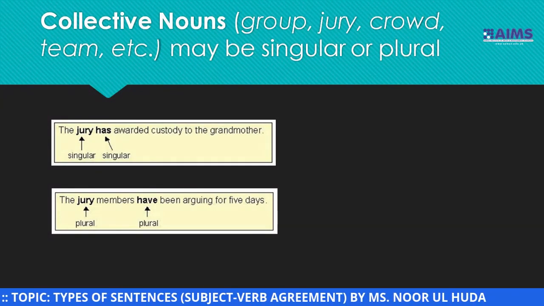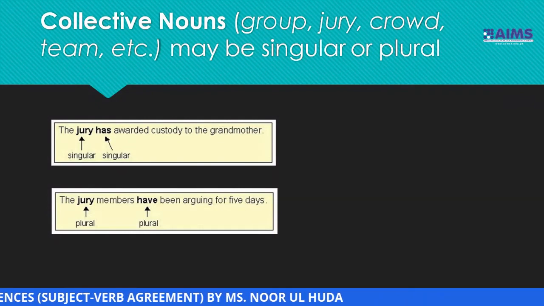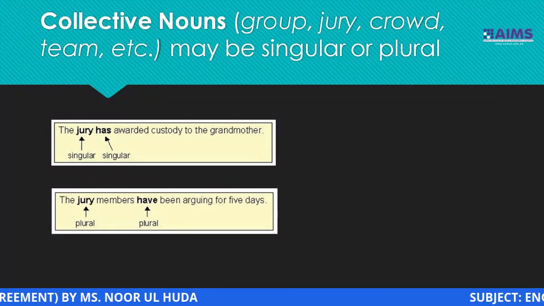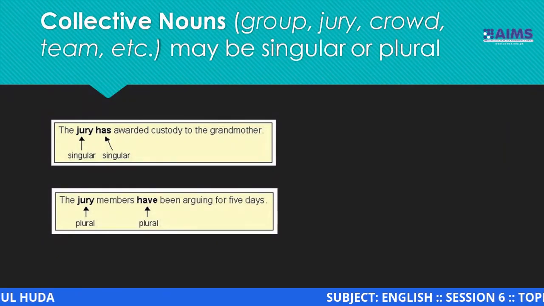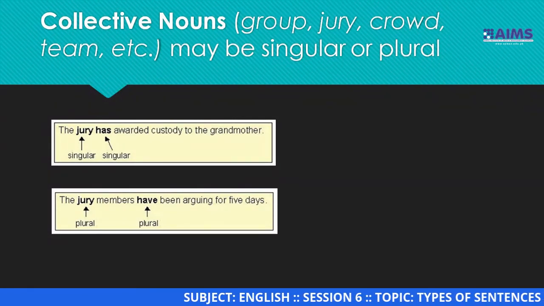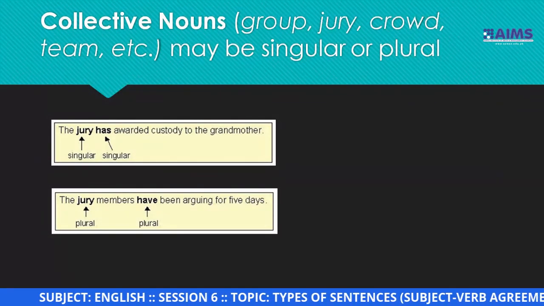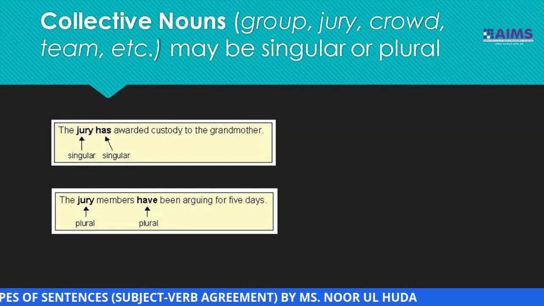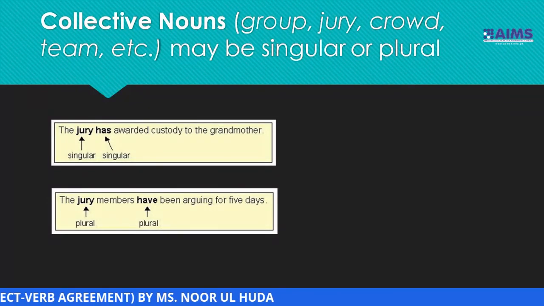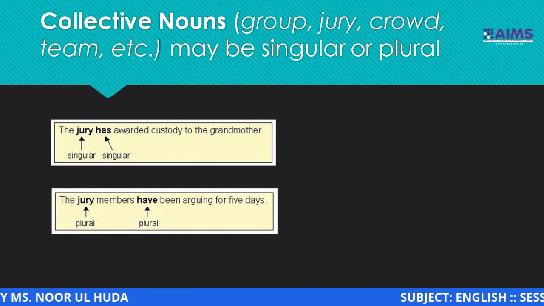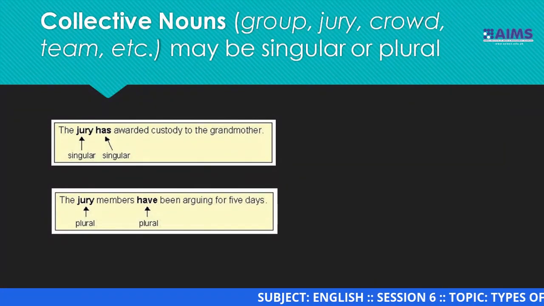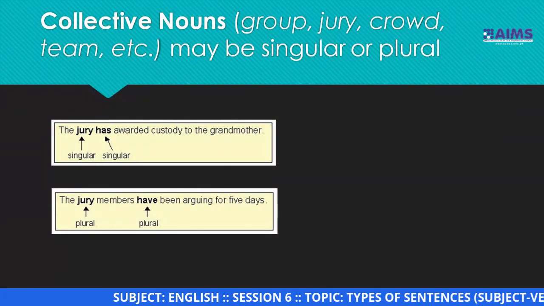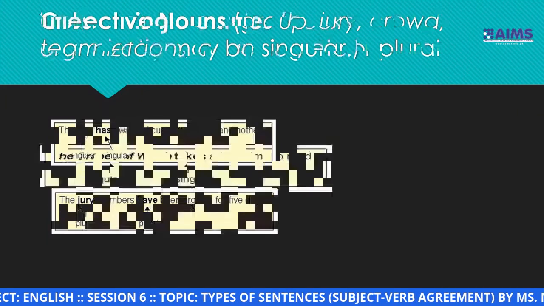So the jury has awarded custody to the grandmother. Similarly, the next sentence is: the jury members have been arguing for 5 days. Now we are not focusing on the jury here, but on the members. We are talking about the members of the jury. So the jury members have been, we have changed the verb here into the plural form.